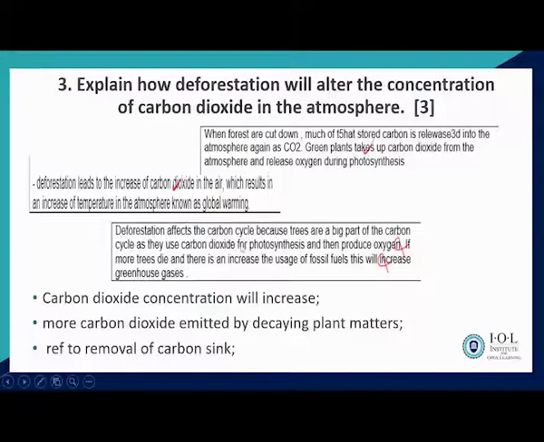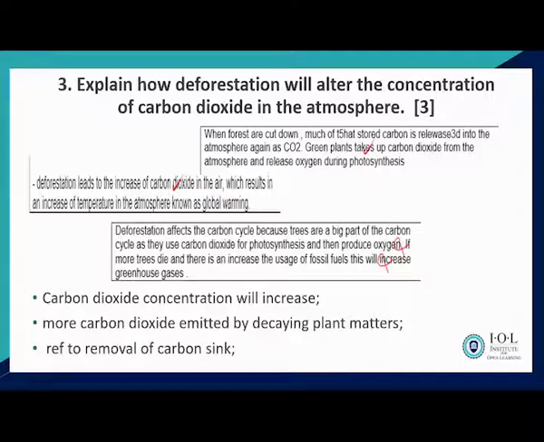Deforestation, the next response. Deforestation affects carbon cycle because trees are a big part of carbon cycle as they use carbon dioxide for photosynthesis and then produce oxygen. Remember, the question is not whether the trees use carbon dioxide or not. If more trees die and there is an increase in the usage of fossil fuel, look at how the person is going. He's talking about fossil fuel instead of talking about their concentration of carbon dioxide in the atmosphere.